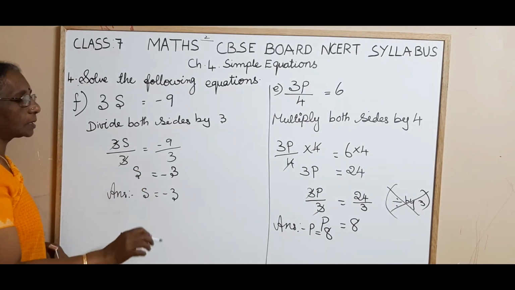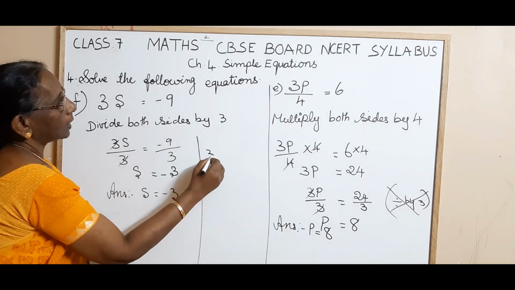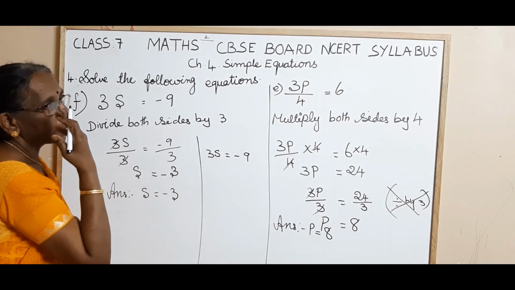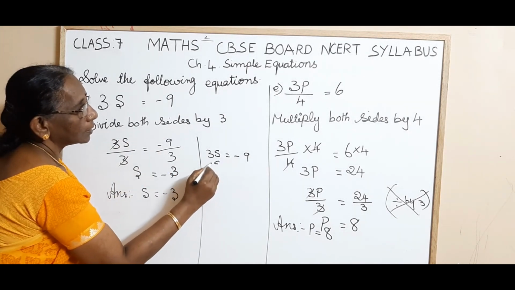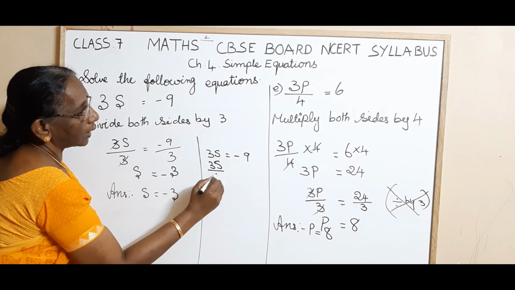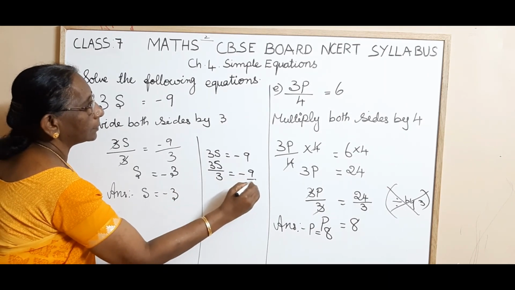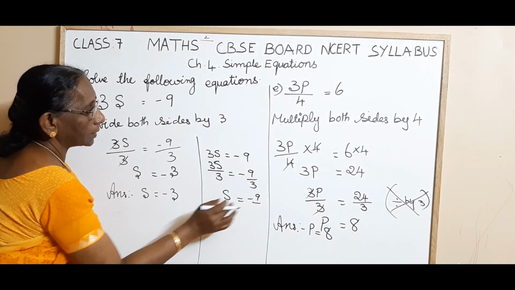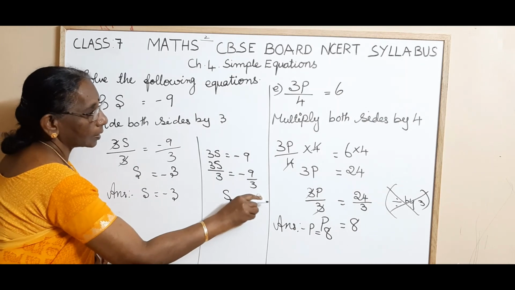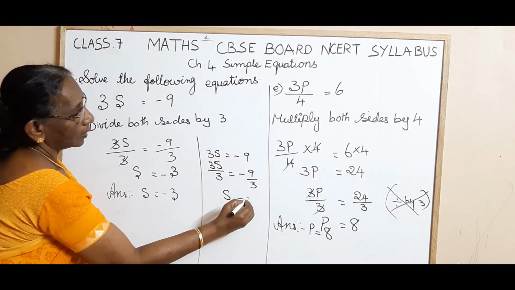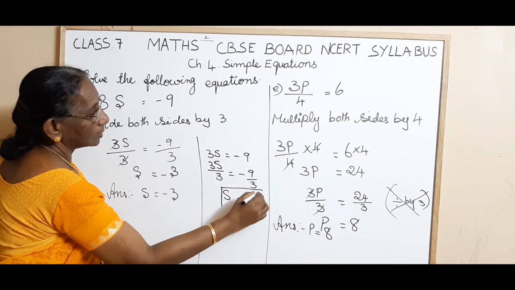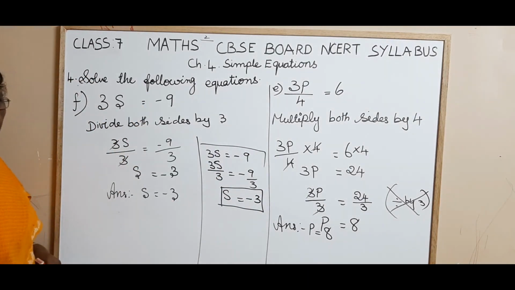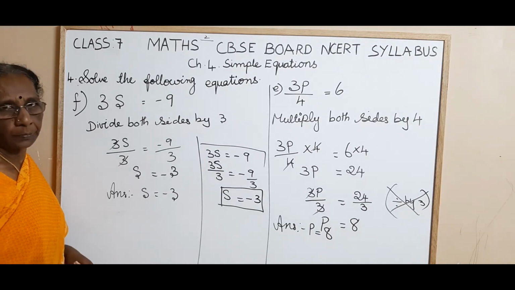Okay children, the same sum you can do this way: 3s is equal to minus 9. You have to divide both sides by 3. Keep in mind and write 3s by 3 is equal to minus 9 by 3. So s is equal to minus 9 by 3, which is minus 3. So this is the answer. This way also you can do it. Okay children, I think you may have understood now.